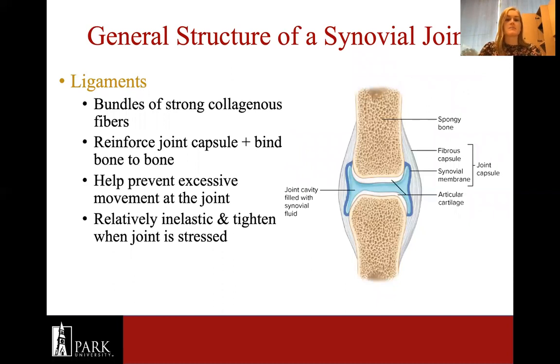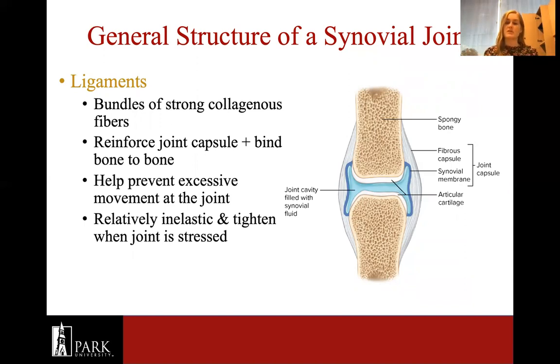All right, so those ligaments are going to be bundles of very strong collagenous fiber. Remember, collagen is going to be very tough with a little bit of give. These ligaments are going to reinforce that joint capsule, so give it a little extra backing, a little extra strength. Ligaments in particular are meant to help prevent excessive movement at your joint.